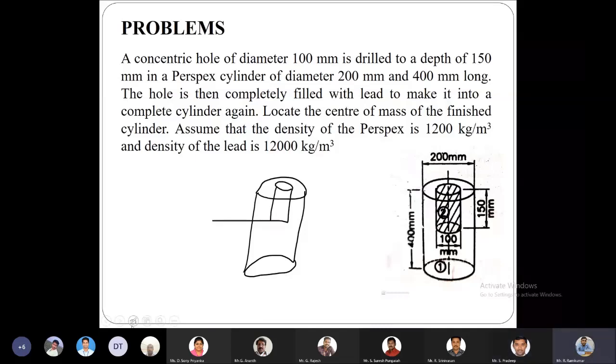So here we have a concentric hole of diameter 100 mm, with a depth of 150 mm, in a perspex cylinder of diameter 200 mm and 400 mm long. Then the hole is completely filled with lead. So using lead, we are going to complete the hole once again. So now we are going to get the center of mass.